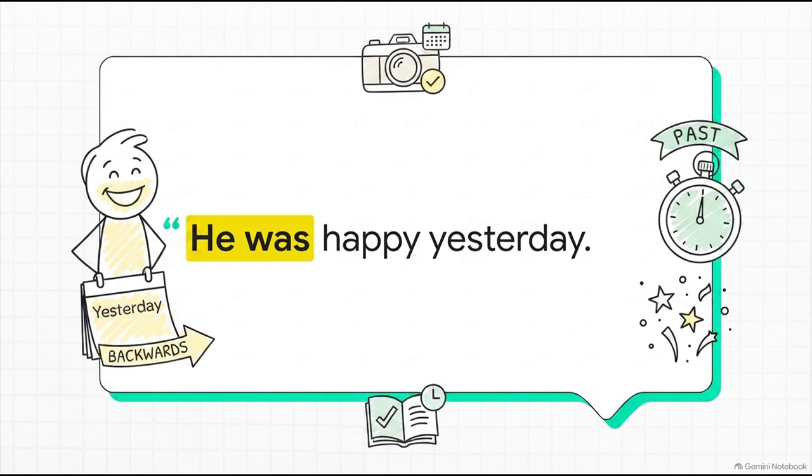Read these with me. He was happy yesterday. Notice the keyword yesterday, and notice how he is paired perfectly with was. The action of being happy, it's completely finished. Second example, they were at school last week. Again, they pairs right up with were, and last week tells us the time machine is firmly parked in the past. Very clean, very clear.